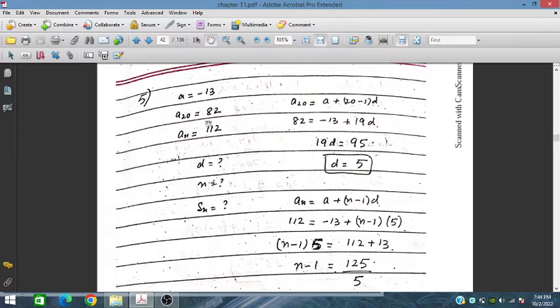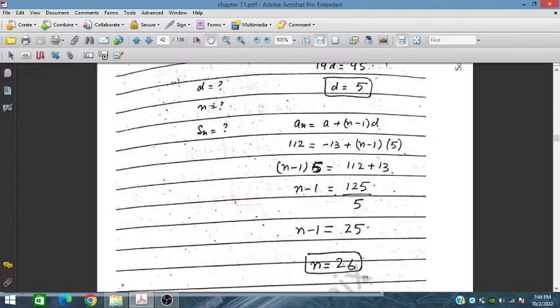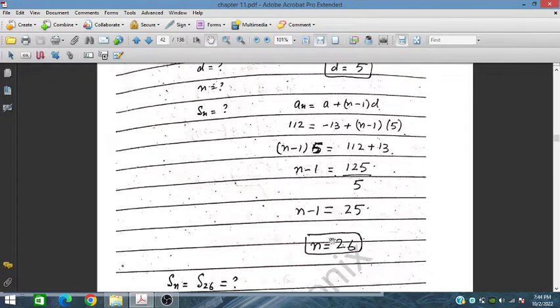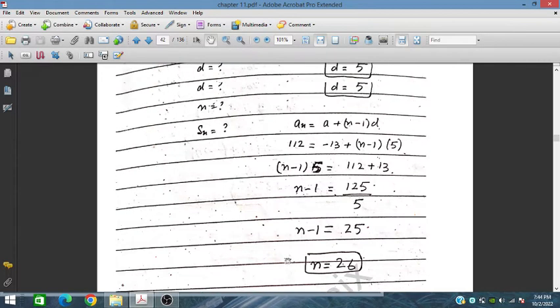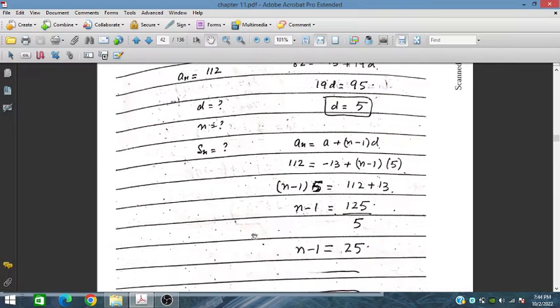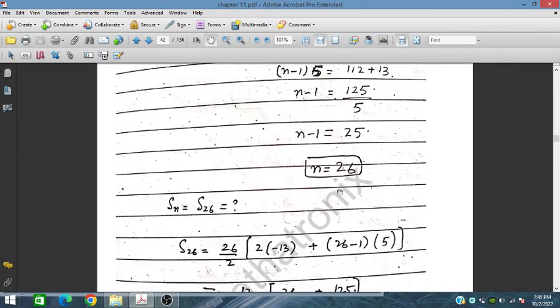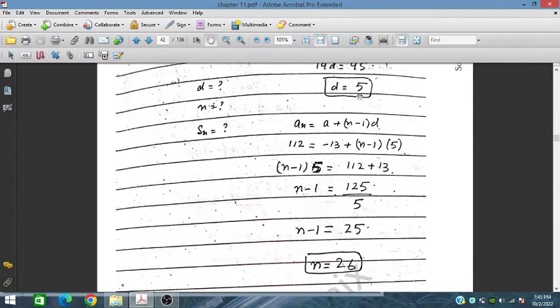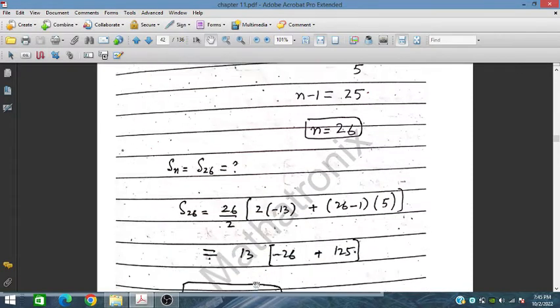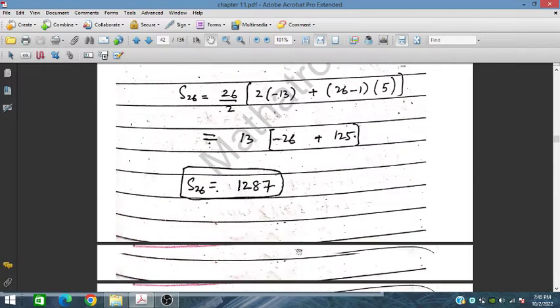A is given, so we can find the value of N, which is 26. So we have to find the sum of all the series up to 26. So we can write down like this. So this is the first one, 13 is there, this N is here, and the difference is here. So we can find S26 as this.